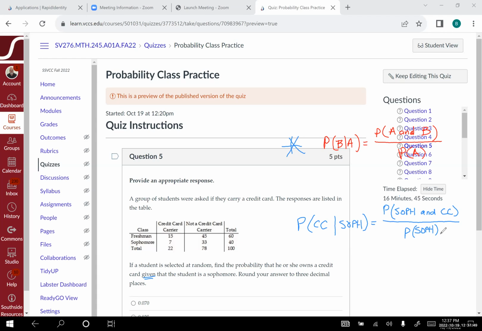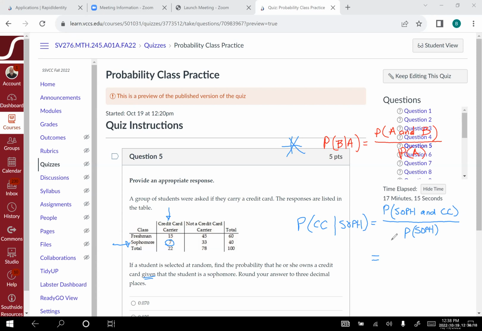Okay, let's see how we did. First of all, I need to know the probability of being a sophomore and having a credit card. How many students satisfy both of those? 7. Yeah, and you find that right here. These are the kids that are sophomores and have a credit card.